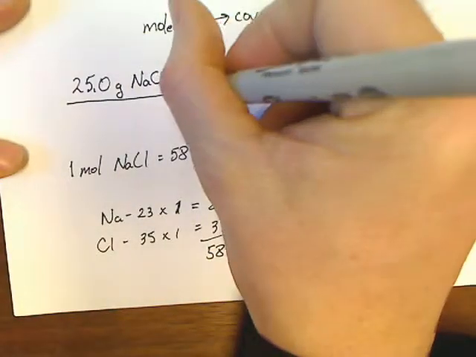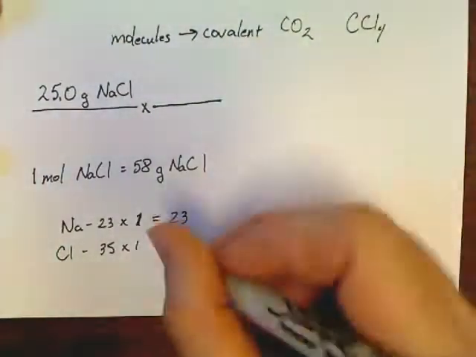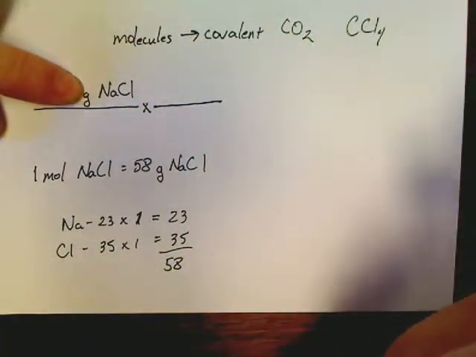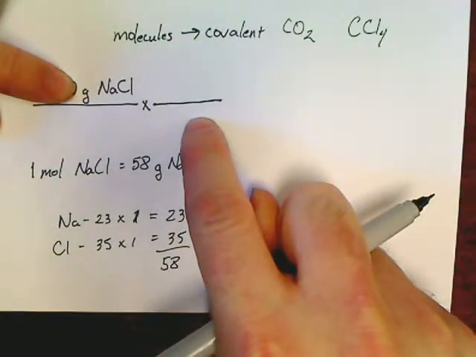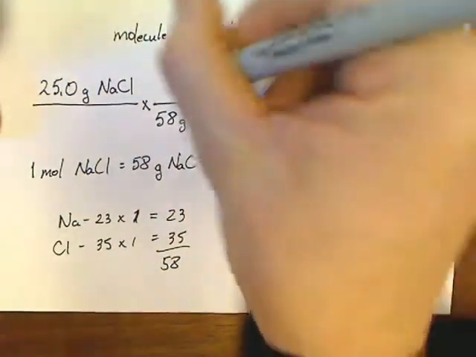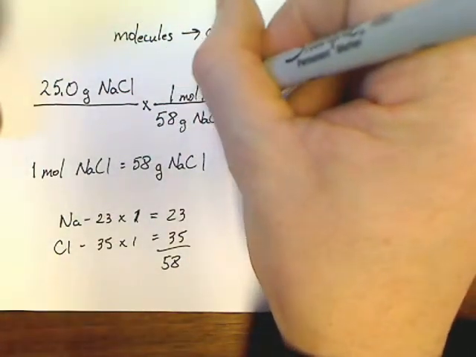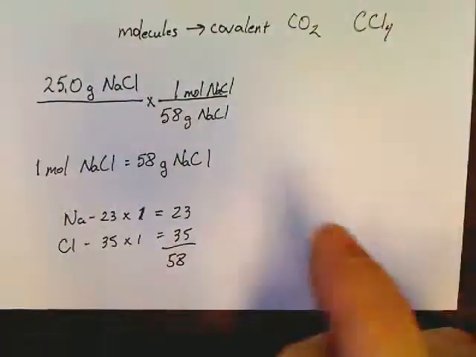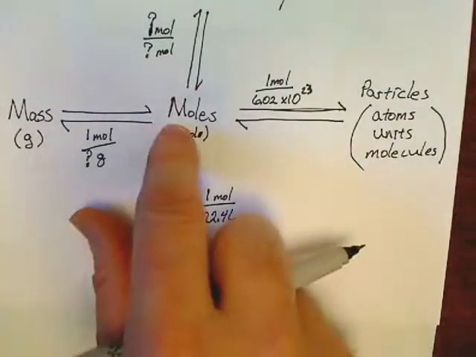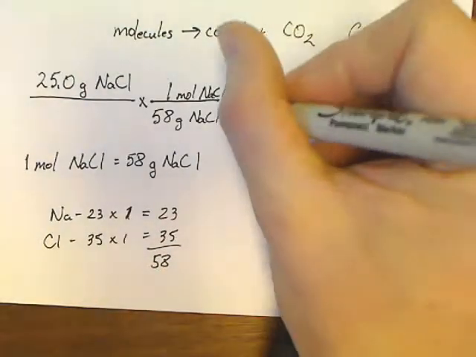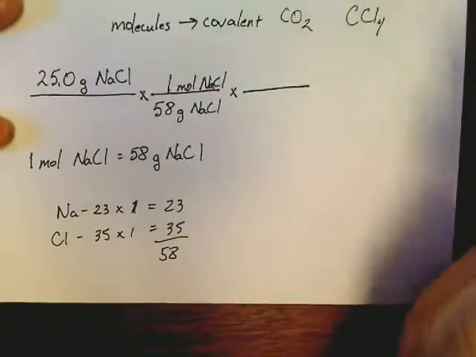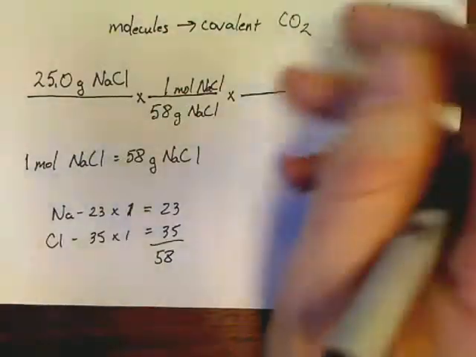So I know that in this problem, there's 58 grams of NaCl, and that's got to go on the bottom. Grams NaCl is on top here, so grams has to be on the bottom in the next step. So 58 grams of NaCl per 1 mole of NaCl. Now, I'm not going to put an equal sign because I'm not done. This problem asks me for units, so I need 2 steps. So I'm going to put an X and a line in there, just like that.